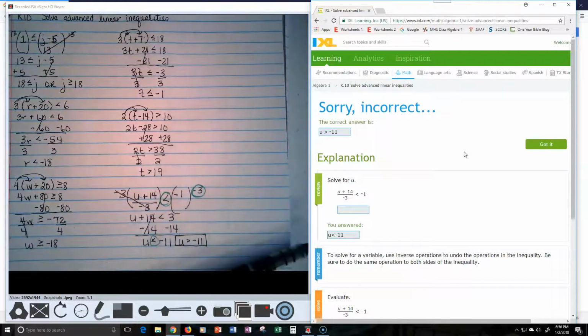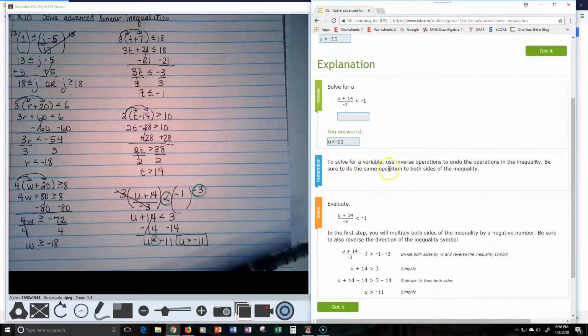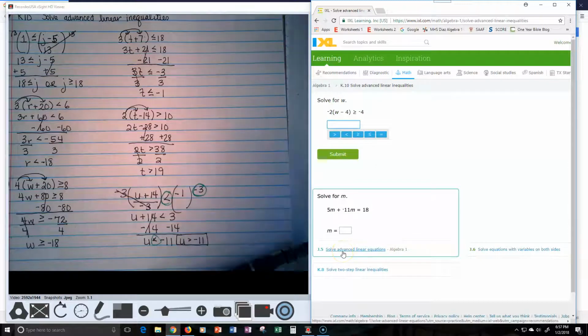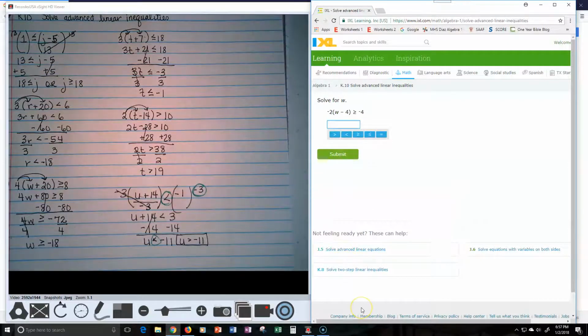All right, so remember, solve for your variable, use inverse operations to undo the inequality. Be sure to do the same operations on both sides. In the first step, you'll multiply both sides by the negative number. Be sure, right here, to reverse the direction, which I did not do. Let's go ahead and do another one. Hopefully they'll give me another chance. I think they just did.